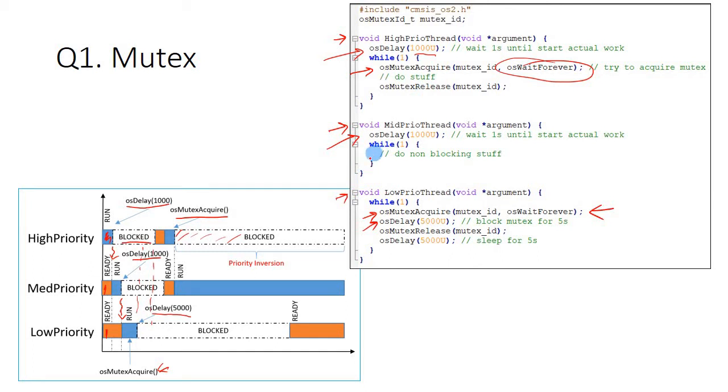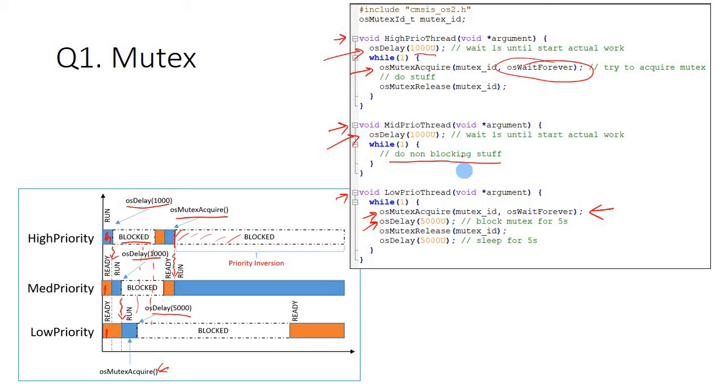Since the high priority thread becomes blocked, it will give up the CPU, and around that time, we also know that the medium priority thread will be coming out of the OS delay. While the high priority thread was running, the medium priority thread would have also finished its OS delay of 1 second and come to the ready state. Once the high priority thread tries to do the acquire and becomes blocked, I will be able to do a context switch to the medium priority thread, and the medium priority thread will be able to run.